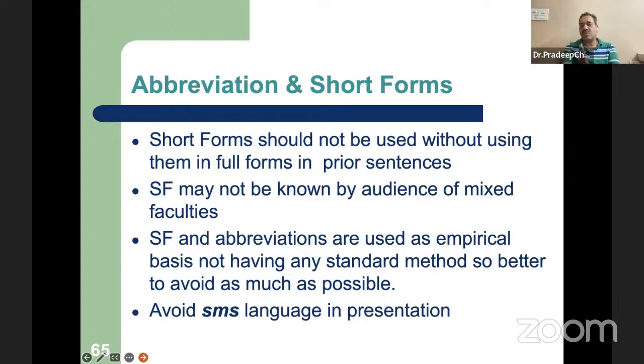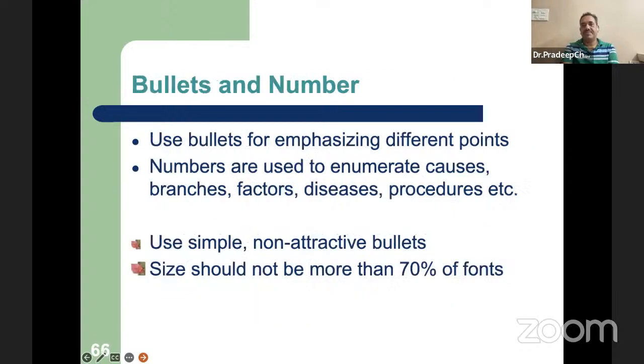Avoid SMS or WhatsApp language in your presentation. Use bullets for emphasizing different points. Many people use bullets and numbers empirically. Numbers are used when you are enumerating something, like causes, branches, factors, diseases, procedures.